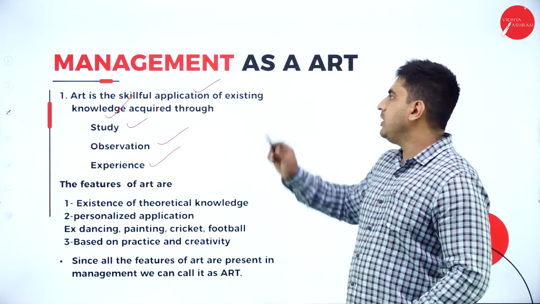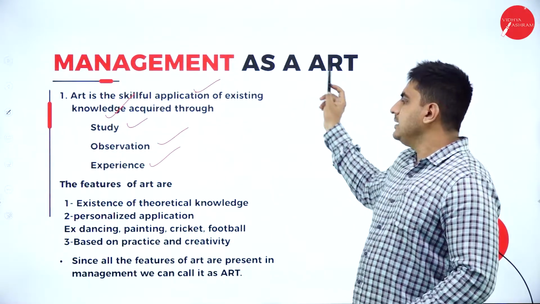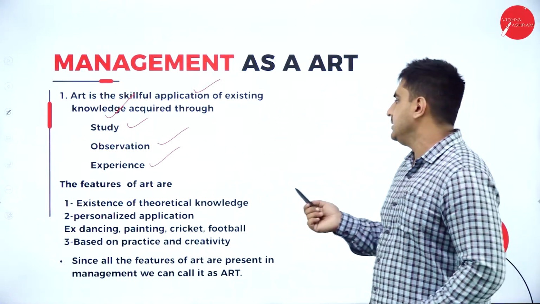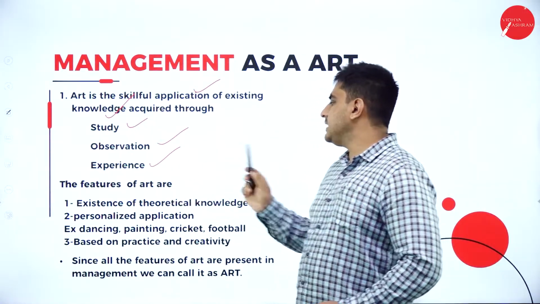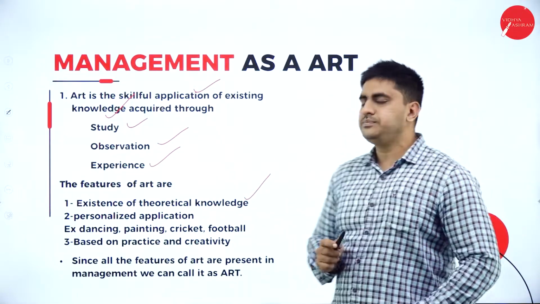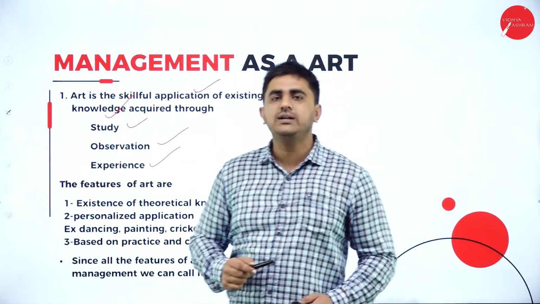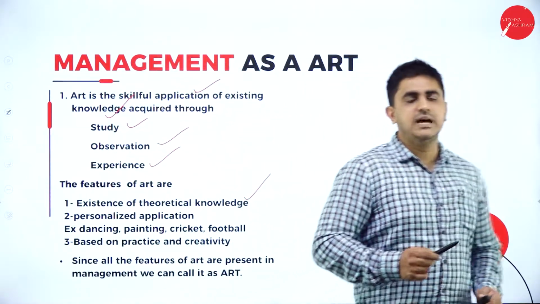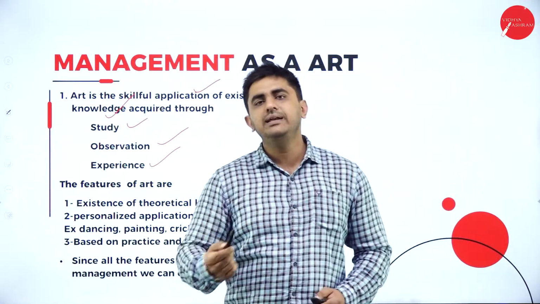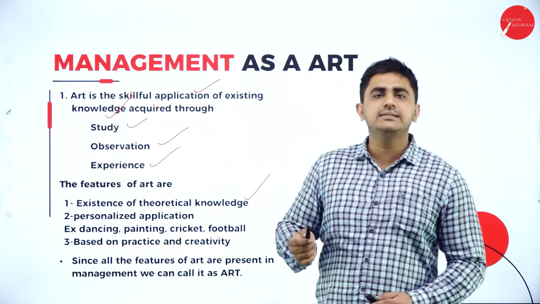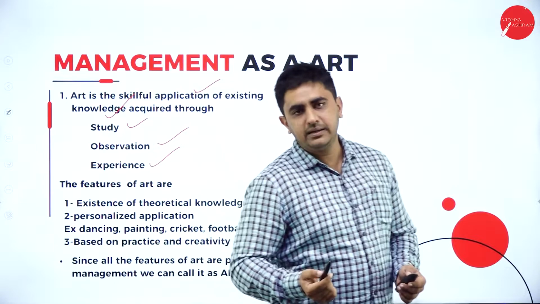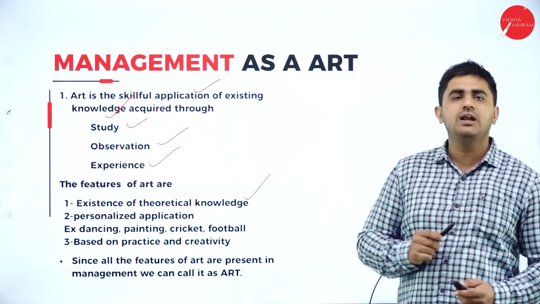Before getting into management as an art, we will understand what art is and then we will relate management to art. So now we will see the features of art. The first feature of art is the existence of theoretical knowledge. This means any art form will have some theoretical knowledge. For example, dancing is an art, painting is an art, playing cricket is an art, and playing football is an art. Whatever the art might be, there will be some kind of theoretical knowledge available.